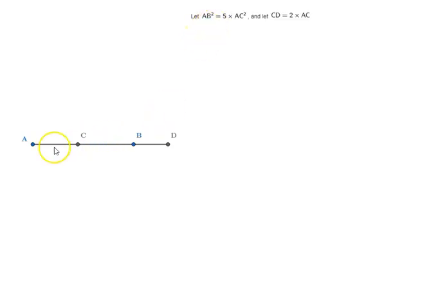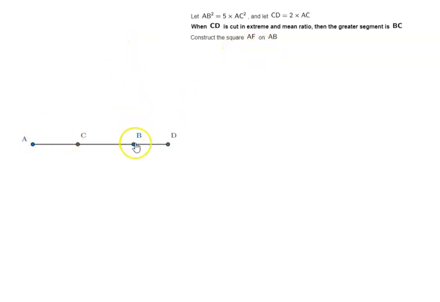Let the square on AB be 5 times the square on AC, and let CD be 2 times AC. Then what the proposition is saying is that when CD is cut in extreme and mean ratio, then the greater segment is the segment BC. Let's proceed.